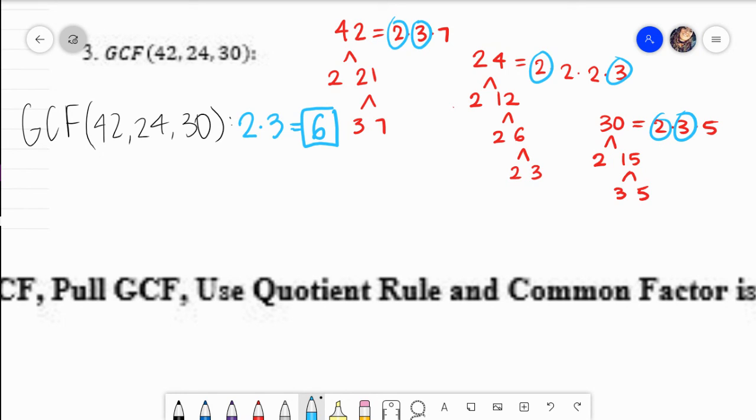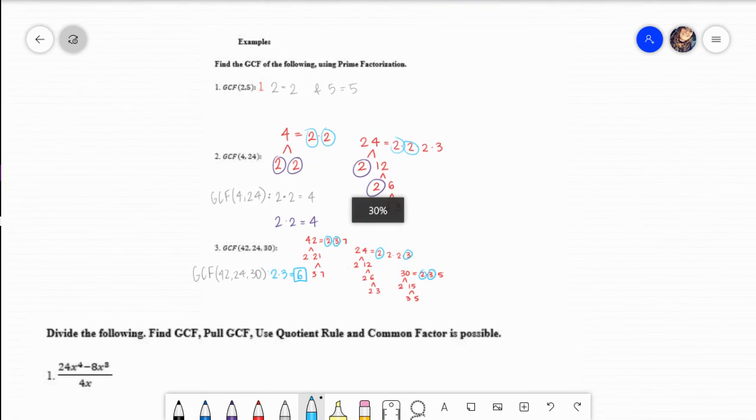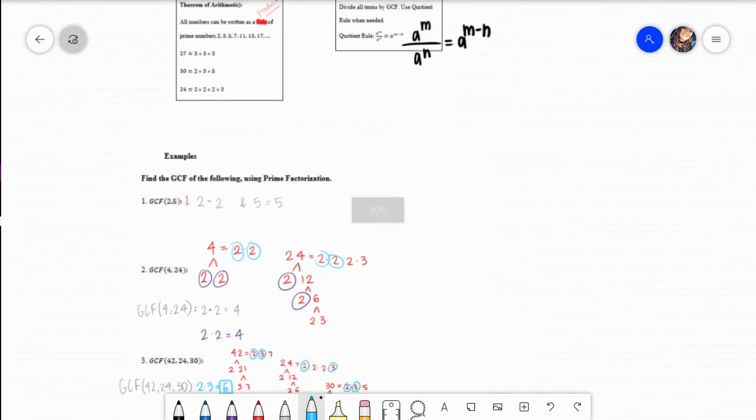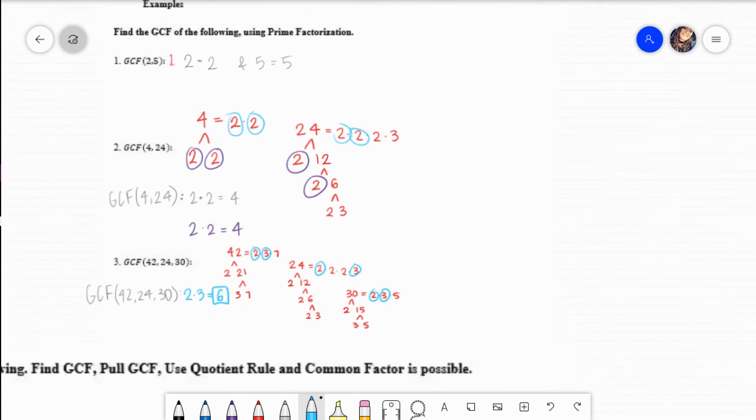Don't get me wrong, 2 obviously can divide 42 and 24 and 30, right? So can 3, because we circled it in all of them. 3 is also a prime number that can divide all 3 of those. But I don't want just any number that can divide all 3. I want the largest number. So that's why it wouldn't just be 2. It wouldn't just be 3. But it would actually be 6 that divides all of them. So that is how you do prime factorization to find the greatest common factor.